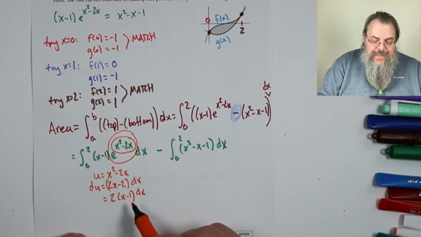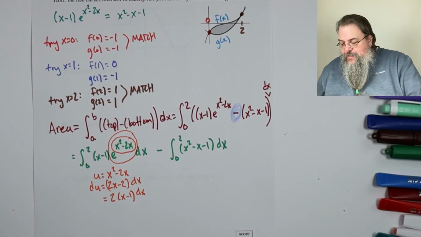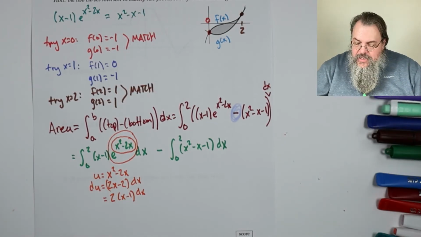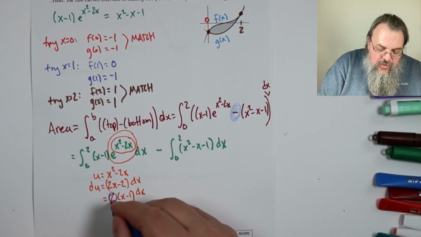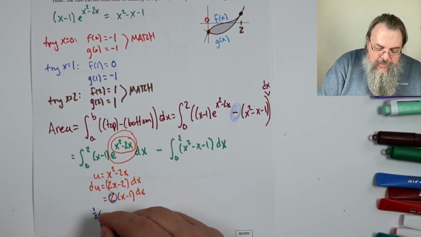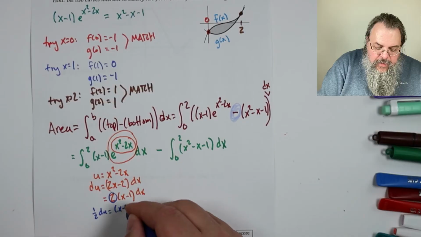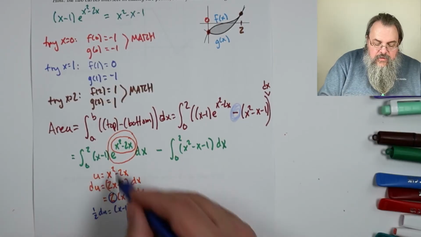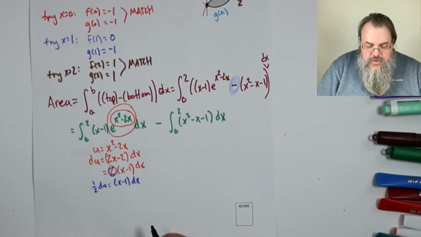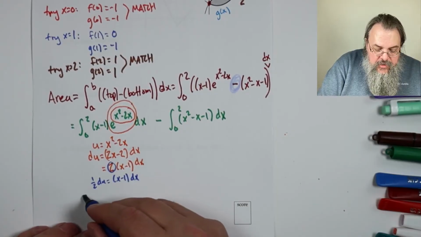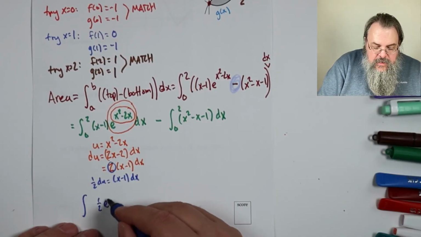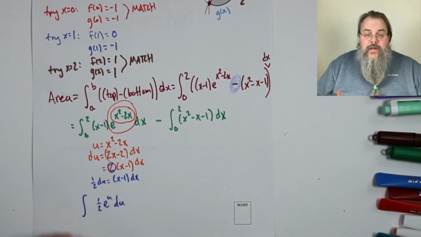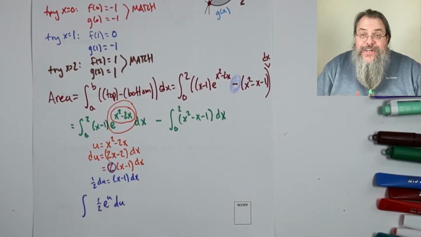Beautiful. Okay, so again, using our fancy marker technology, we can move the 2 across. So this 2 is going to go across. And so a half du is x minus 1 dx. So this integral becomes, I'm going to push this up here, the integral of 1/2 e to the u du. Okay, I think we've got a shot.